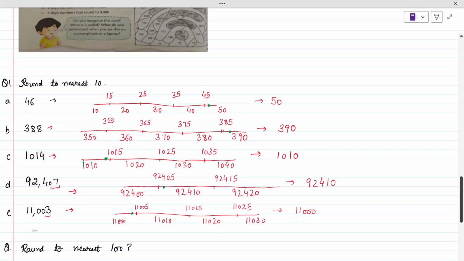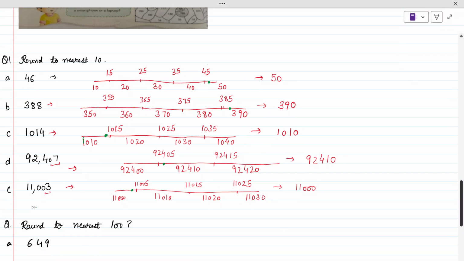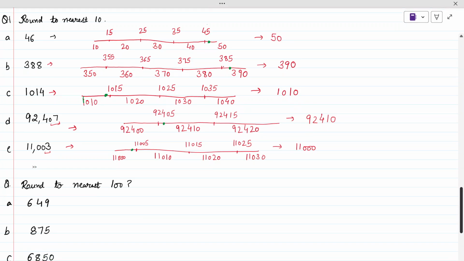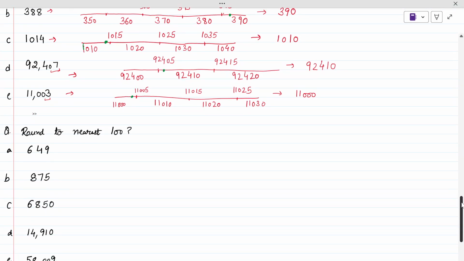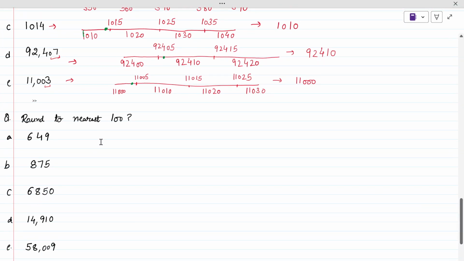Okay, so just try to do this with more examples, and in case you face any issues, any queries, you can ask me on email. Now same thing we can do to find the nearest multiple of hundreds and thousands. All right, but now let us start with the second question.